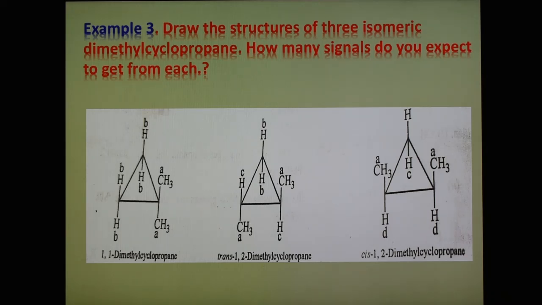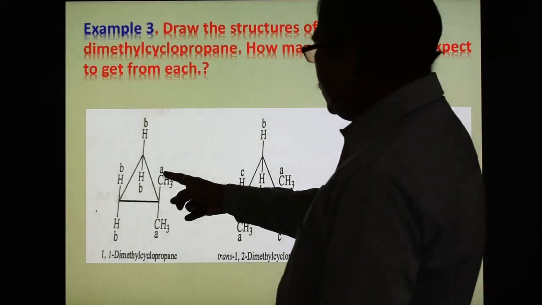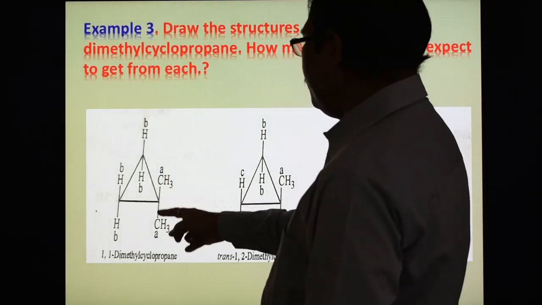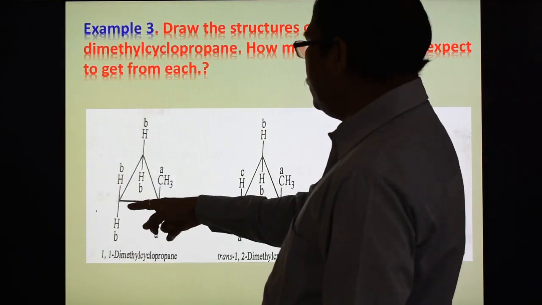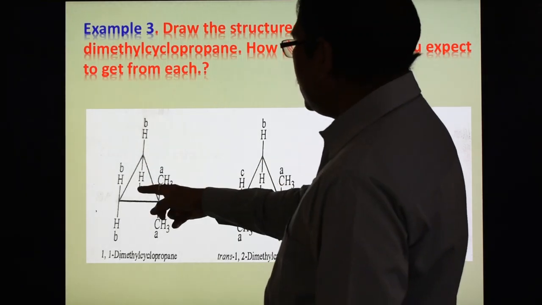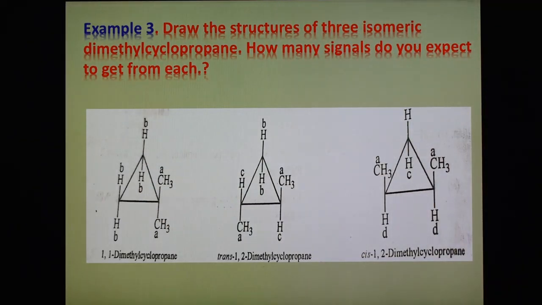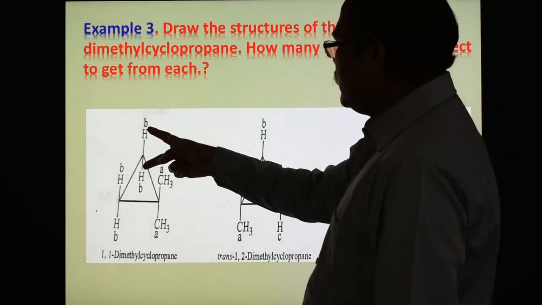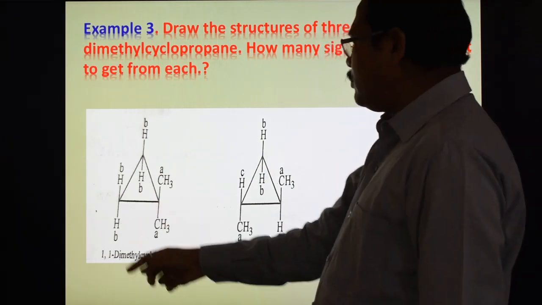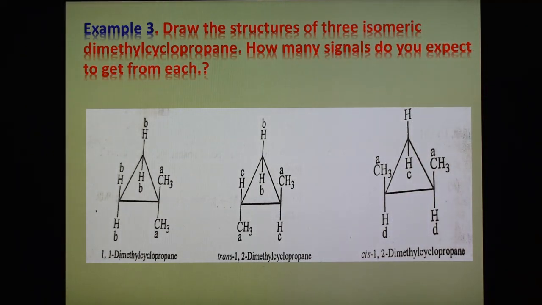In these 3 isomeric forms of dimethylcyclopropane, in the first, these 2 protons are similar, call them A, these 2 protons are similar, B, and the CH3 protons are also similar. Only 2 types of protons are there, and therefore they show 2 NMR signals.